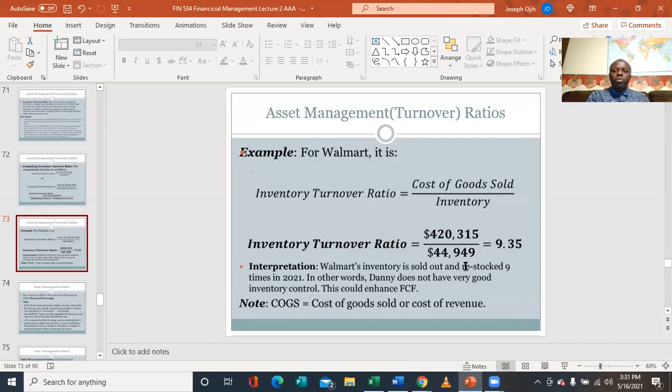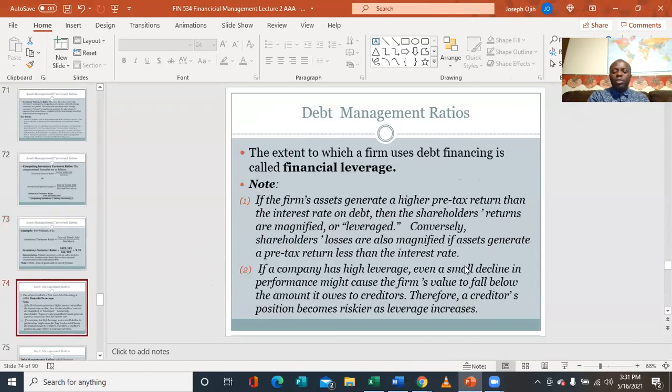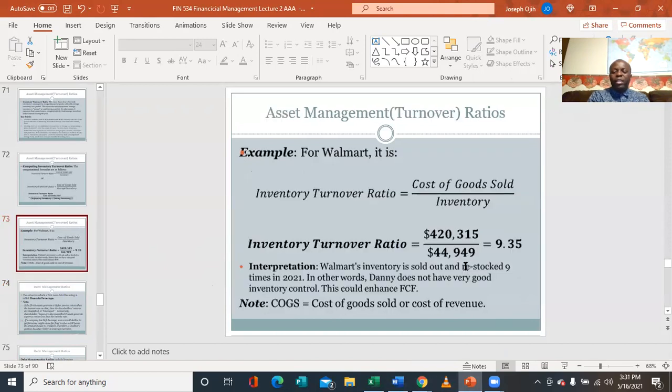Our next ratio we'll be examining will be the debt management ratios, but that will be for our next lecture. I hope you enjoyed this lecture, scholars. You are welcome to ask any questions. If you can't ask me now, you can email me the questions later. And those of you who are interested in investing in the stock market, this is one of the ways you can check how good the company of your interest is doing.